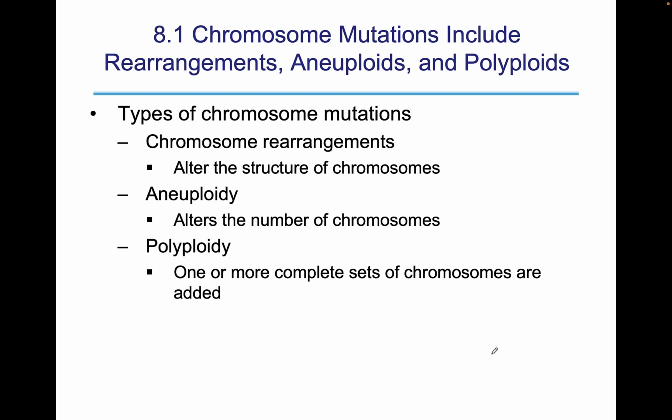There are different types of mutations. There are three major types of chromosome mutations. You have chromosome rearrangements, where the structure of the chromosomes is altered. You also have aneuploidy, where the chromosome number is altered. Polyploidy is where you have one or more sets of chromosomes added, so you have the addition of chromosomes. Aneuploidy can be where you have the removal or deletion of chromosomes.